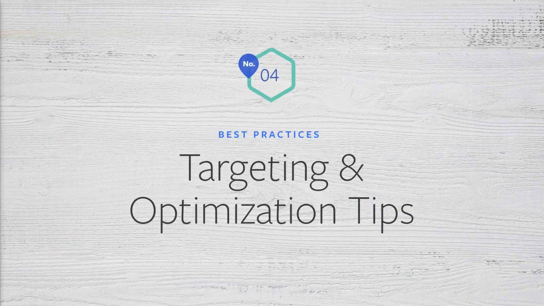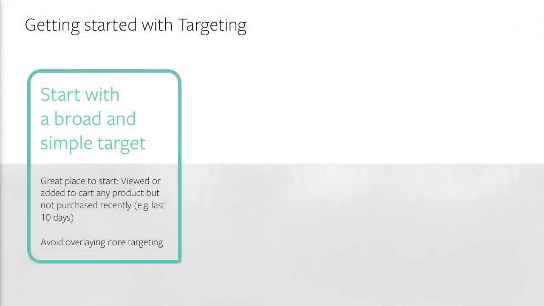Finally, let's talk about some targeting and optimization tips for your dynamic ads. If you're just getting started with dynamic ads, a great place to start is an audience of people who have viewed or added to cart but have not yet purchased. For example, you can set up an audience of people who have viewed or added to cart but not purchased in the past 10 days.